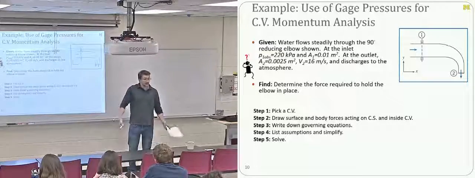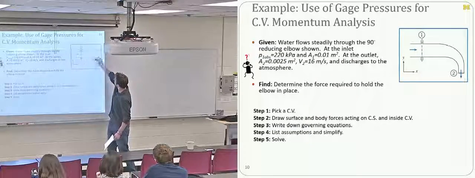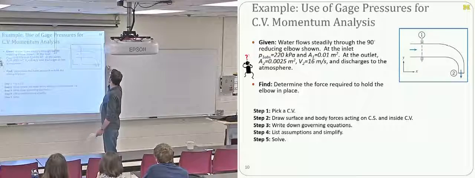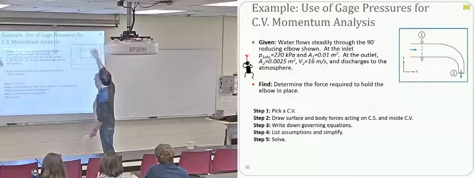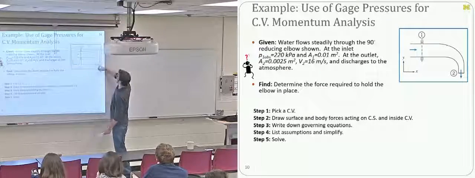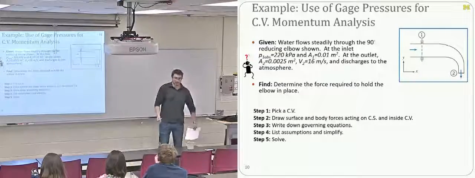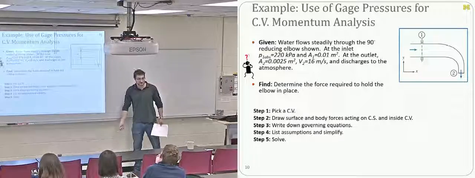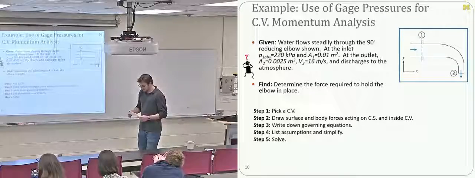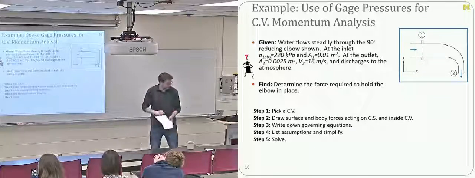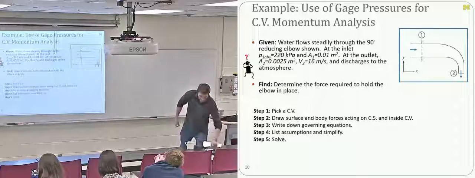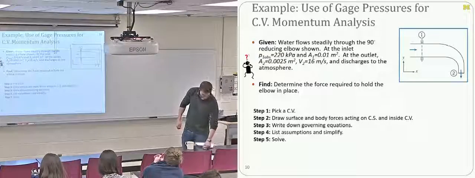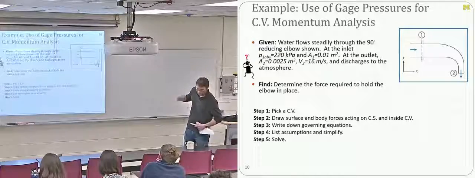Okay. The rest of the choice is kind of up to you. You could make the control surface just enclose the pipe. That's fine. But we're going to go ahead and make our control surface look like this. Okay. It's just a box enclosing the pipe and the fluid with edges here at 1 and 2. Okay, so let's go ahead and draw a free body diagram of the water and pipe.